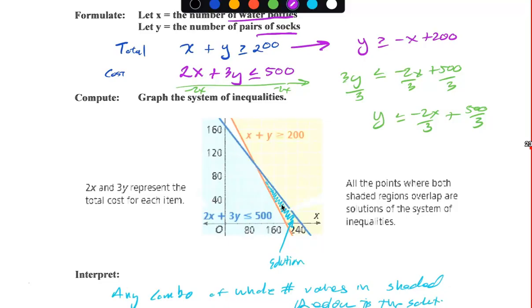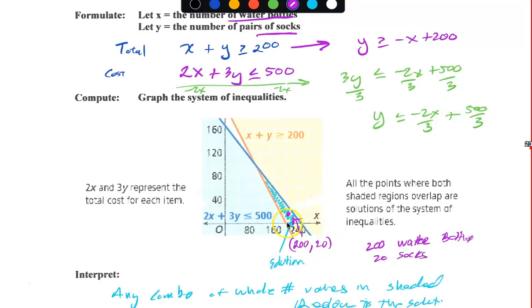Right, so for one example, if I pick a point, let's say like that right there, that looks like it might be 200 and let's say 20, like that point right there. That means we have 200 water bottles and 20 socks, right? That works. But that's not the only solution. I could do the one right here.